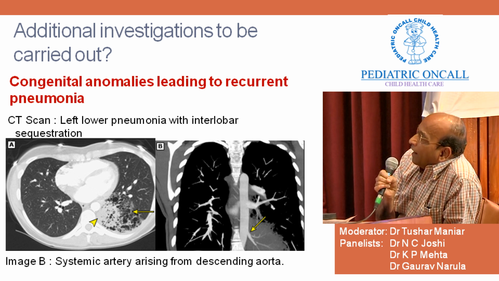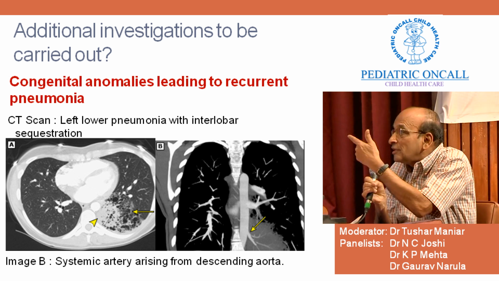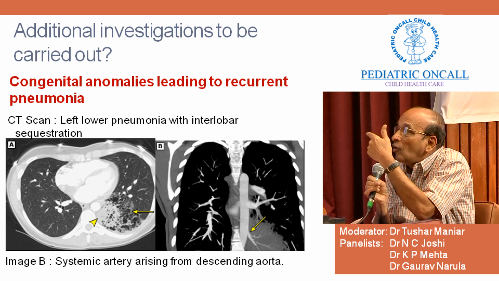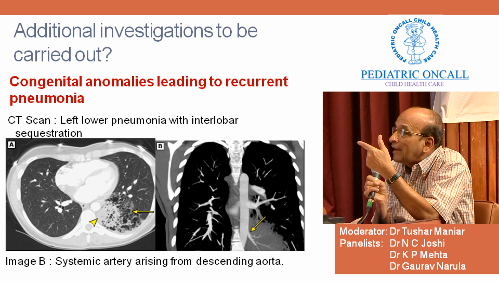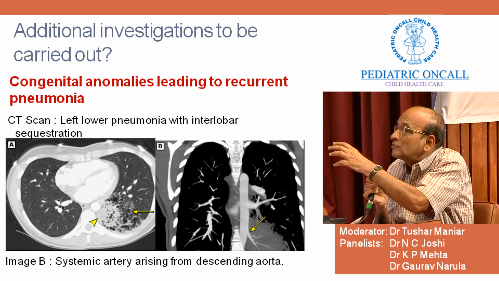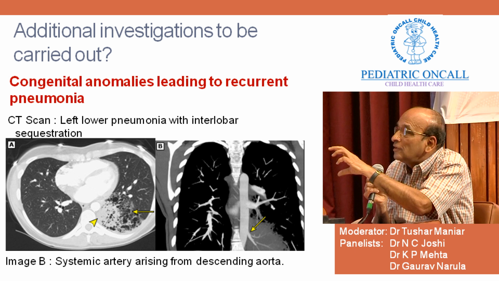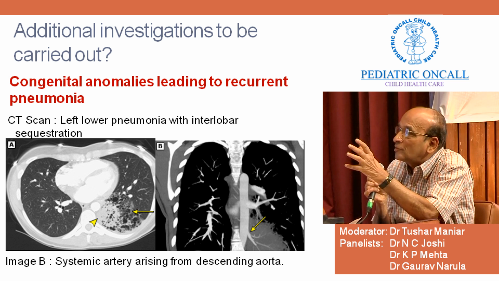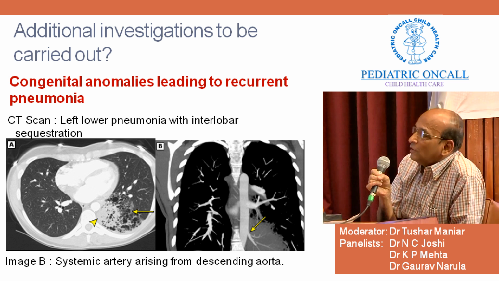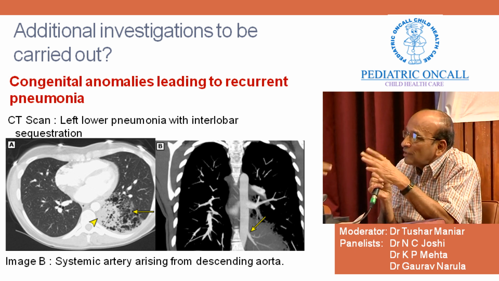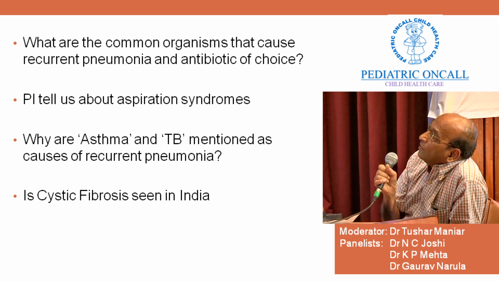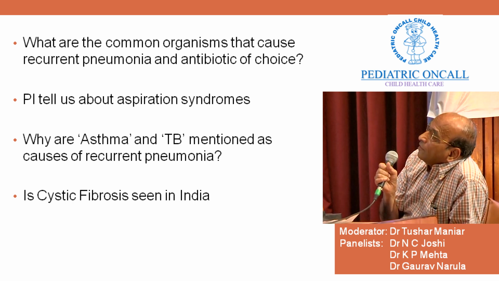So the best way is to do imaging with contrast, and also in this case particularly, if this is not available, I will also do a ventilation perfusion scan. Absolutely. That differentiates between adenomatoid malformation and sequestration. There is no perfusion in sequestration, while in adenomatoid malformation, the perfusion is normal, but the ventilation is poor. So this is what one can do. What are the common organisms that we come across, not only in this case, I'm saying in general when we have recurrent pneumonia?